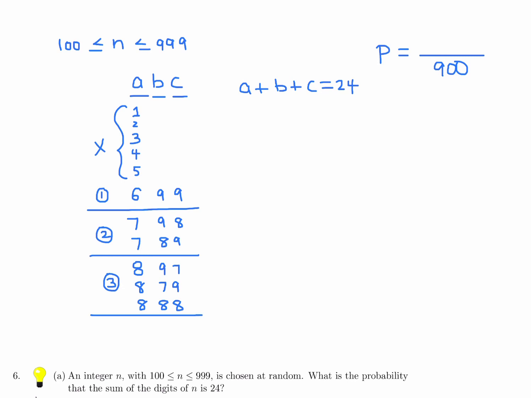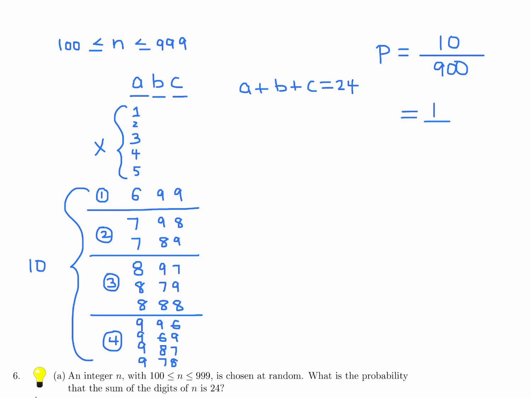And the very last digit that A could possibly be is 9. And if it is, then we can have 9, 6, 6, 9, or we can have 8, 7, and 7, 8. These ones will all satisfy that condition. And there's 4 of those. So if you add up all these guys, it is 10. So that numerator is 10. And in lowest terms, of course, this will be 1 over 90. So that's the probability.